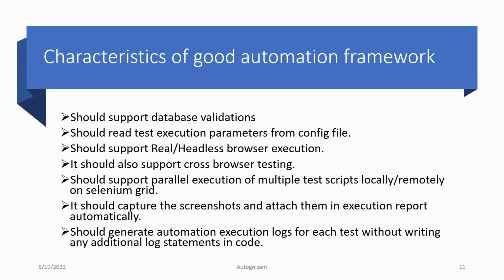The next point is automation execution logs. The automation framework should automatically generate automation execution logs for each test run. These logs will be helpful in analyzing the failures. And if it is a genuine application failure, it will also help us provide the test data which was used during that execution. And this has to be done without writing any additional log statement in the test script. So it should be handled in the framework itself.